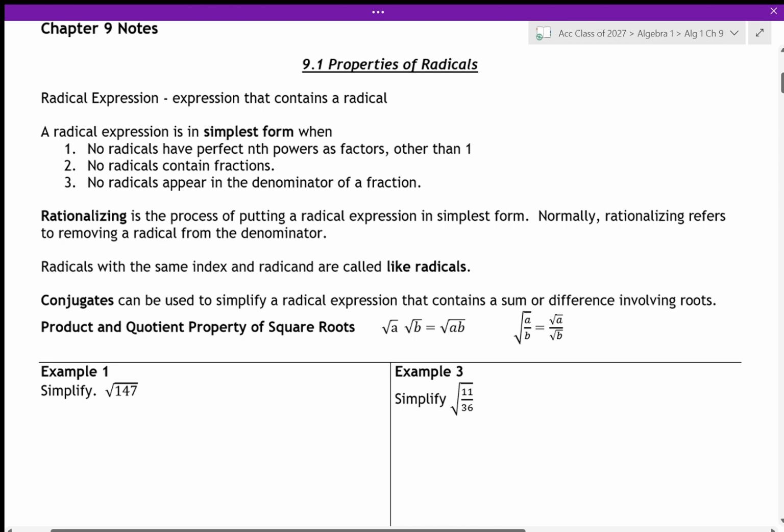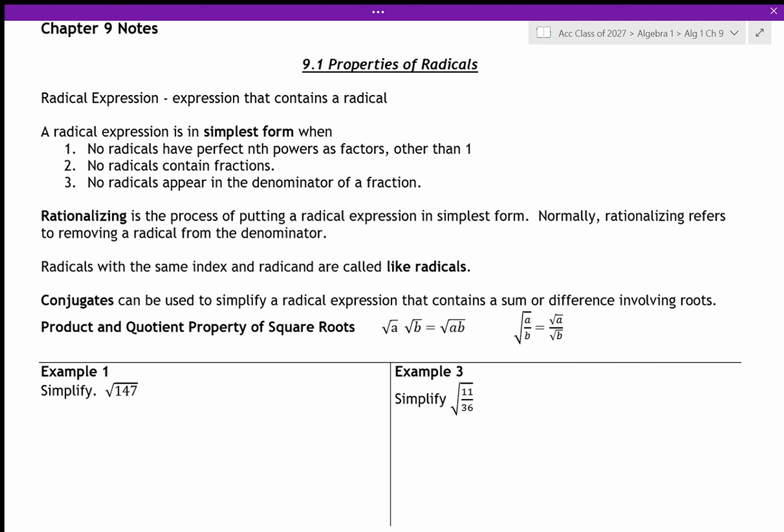All right, we are now looking at Chapter 9. And Chapter 9 starts off with properties of radicals. So a radical is like a root. The root that we have used is a square root. We'll also use other kinds of roots, but we'll start off here with square roots because that's what we are used to.